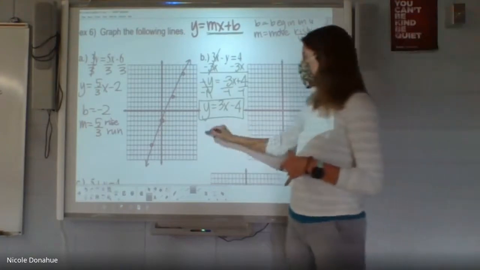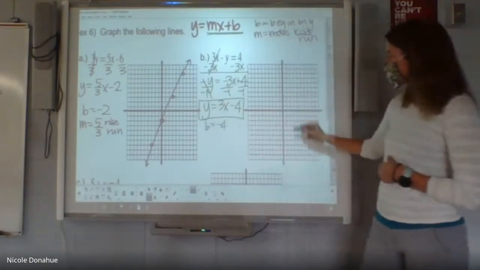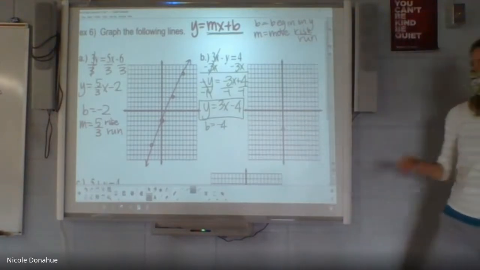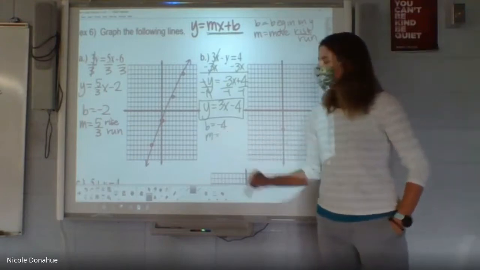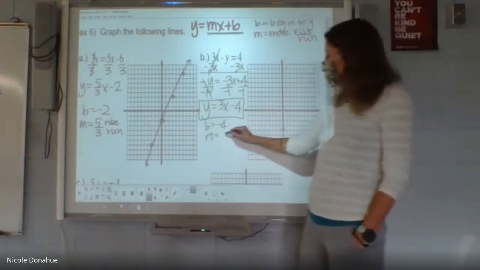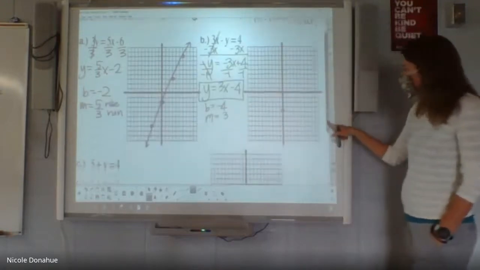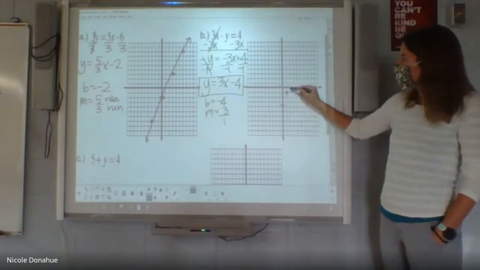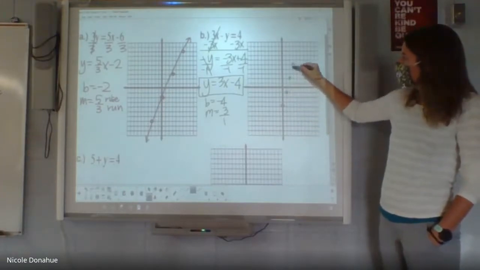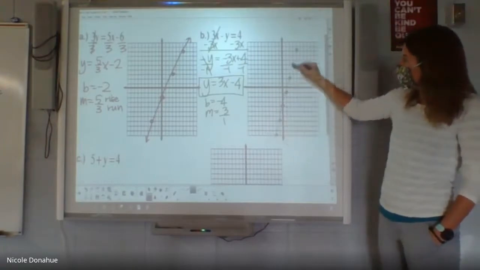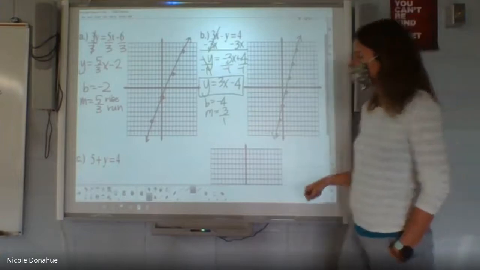So we're going to begin now at -4 on the y-axis. And then we'll do our slope. Our slope is 3. If I want rise over run, so I'm going to do 3/1. Go up 3/1. Go down 3, back 1. There's our line.